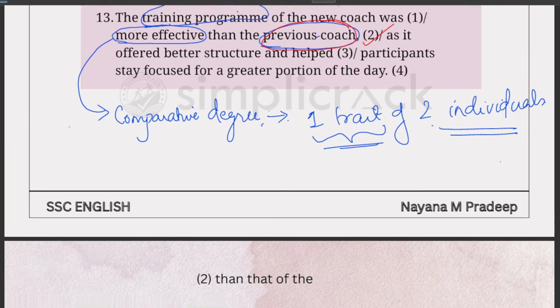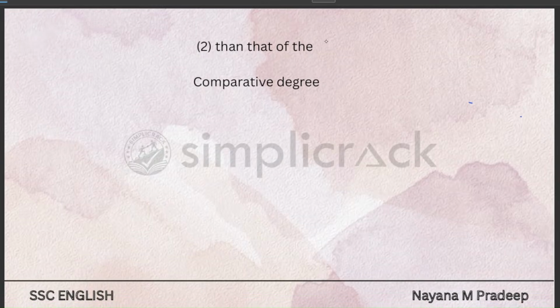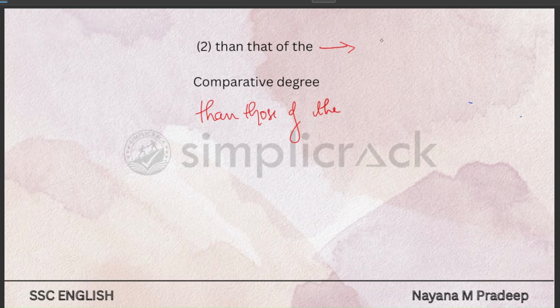In comparative degree, we can use two structures to compare similar traits. One is "than that of the," and the other is "than those of the." You use "than that of the" when you want to compare a singular item. For example, in this sentence, we compared a single program, the training program.